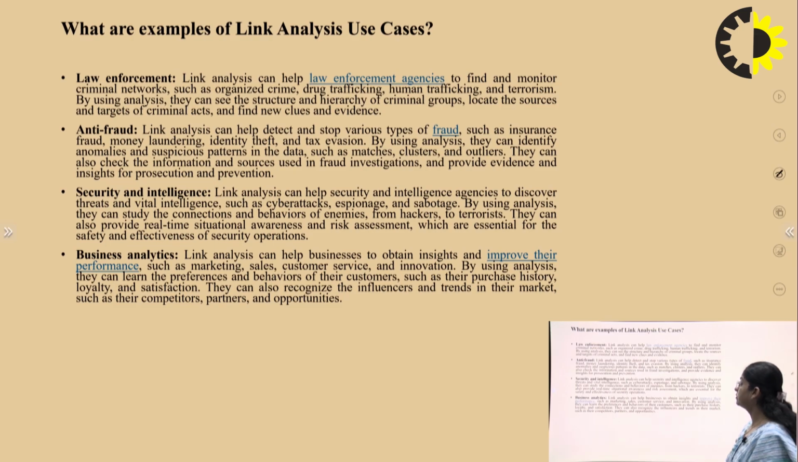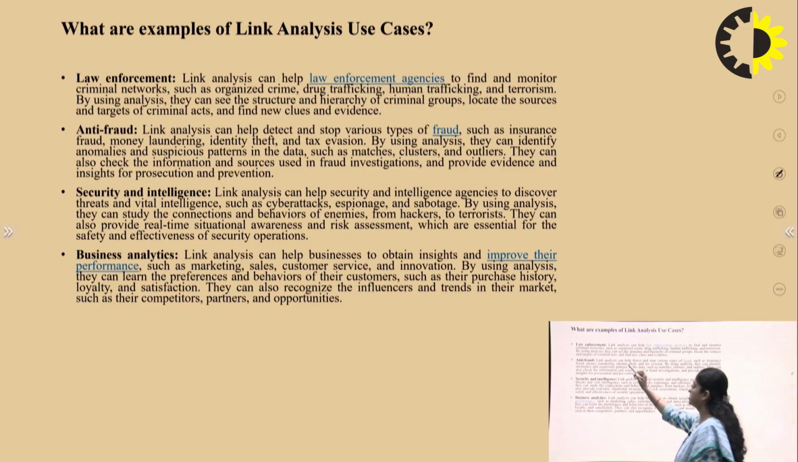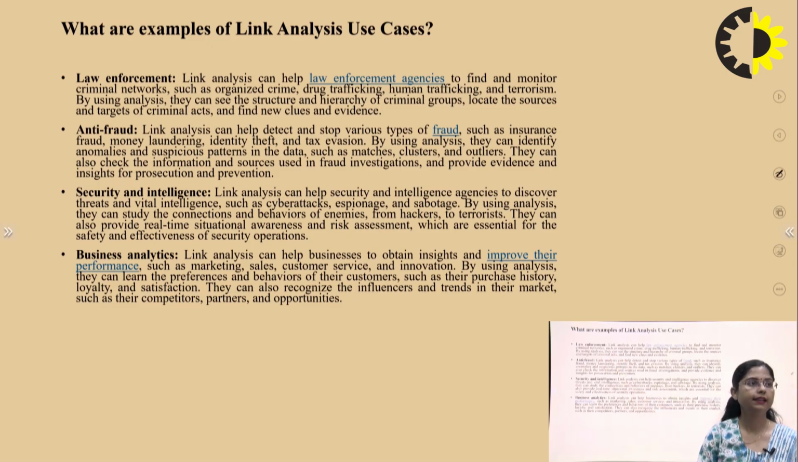What are examples of link analysis use cases? One is law enforcement. In law enforcement, link analysis can help agencies find and monitor criminal networks such as organized crime, drug trafficking, human trafficking and terrorism. By using link analysis, they can see the structure and hierarchy of criminal groups, locate the source and target of criminal acts and find new clues and evidence.